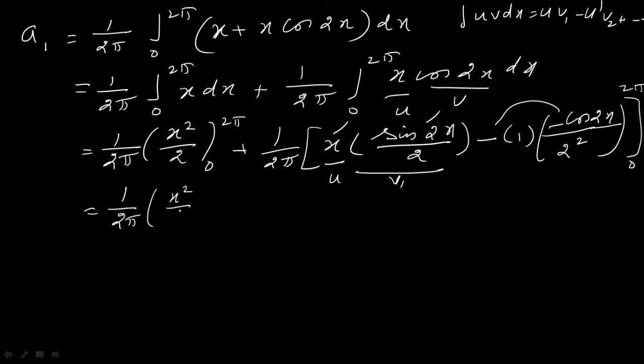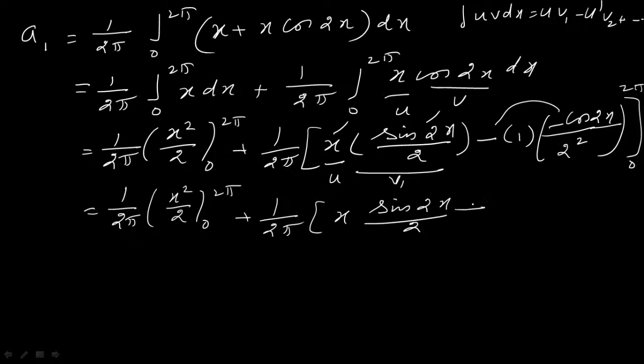So x square by 2, the limit from 0 to 2 pi plus 1 by 2 pi of x sin 2x divided by 2. Here itself we made one more change, that is minus and minus becomes plus. Cos 2x divided by 2 square is nothing but 4. Am I right? With the limit from 0 to 2 pi.